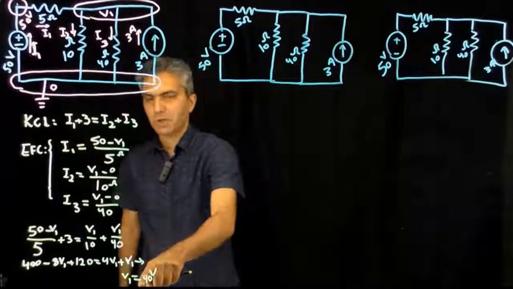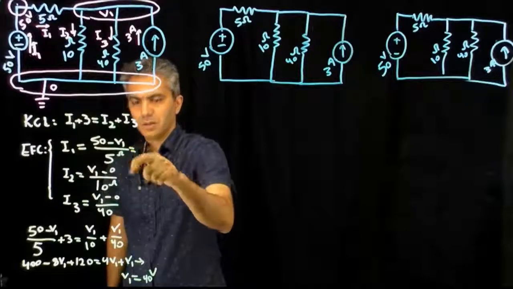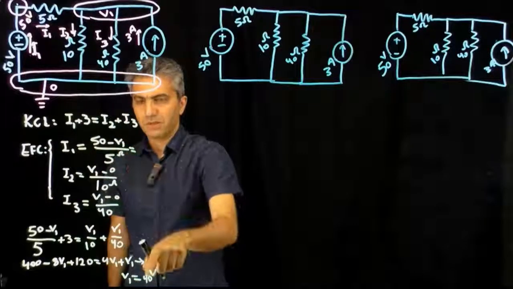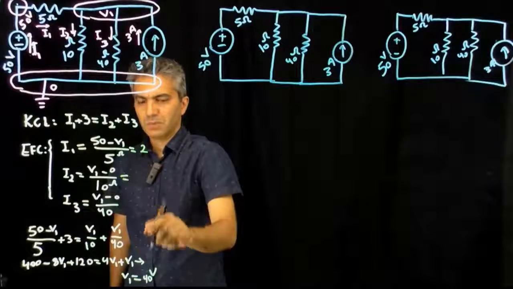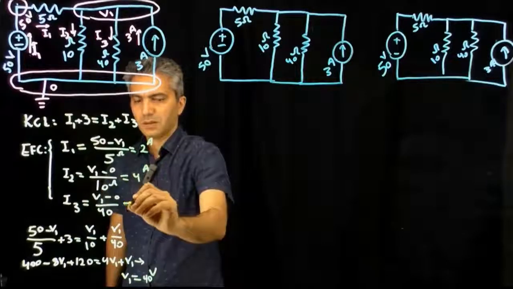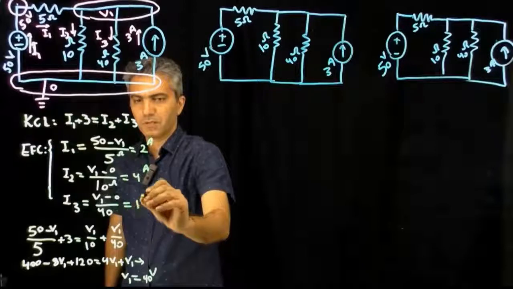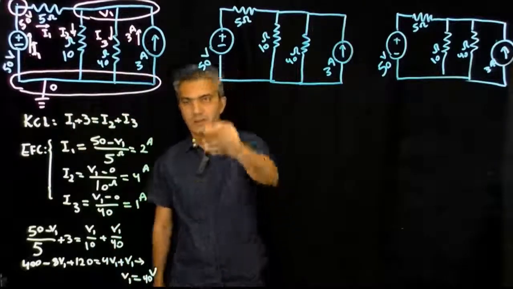So once you have V1, you can put it back in this. It gives you I1, which ends up being (50 minus 40) divided by 5, which is 10 divided by 5. That's 2. From this one, 40 divided by 10, that's 4. And then finally, 40 divided by 40, 1 amp. So now you know everything there is about that circuit, and done.